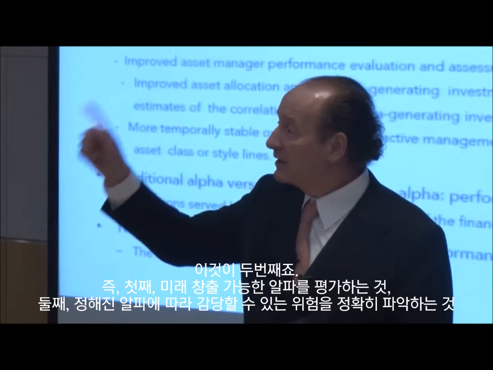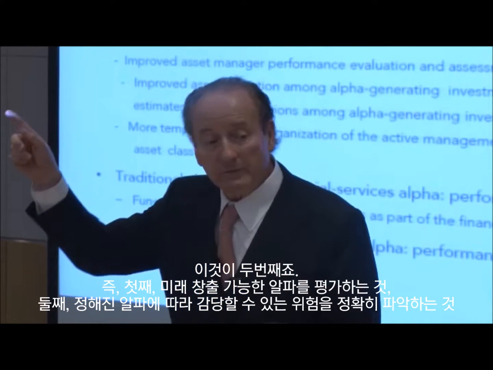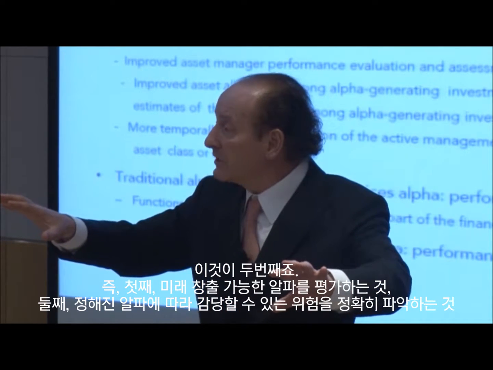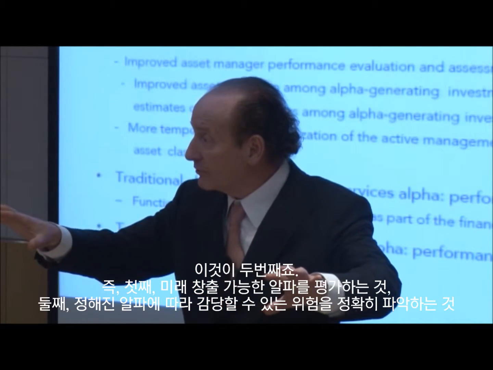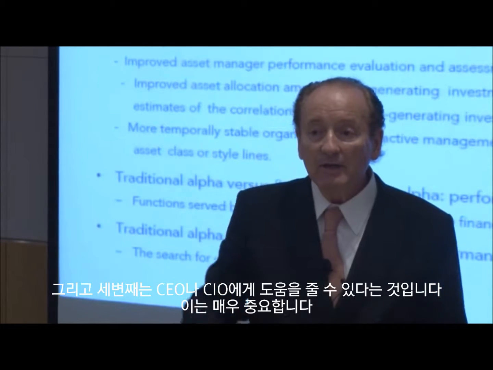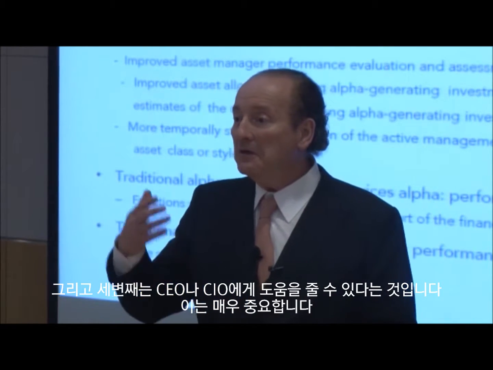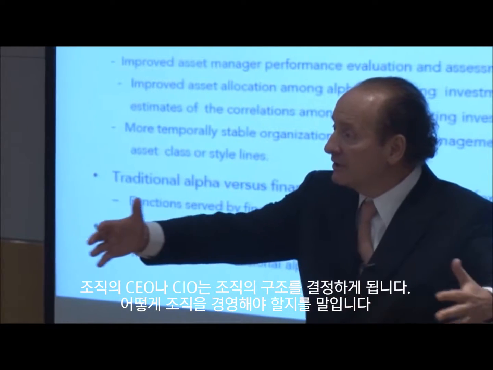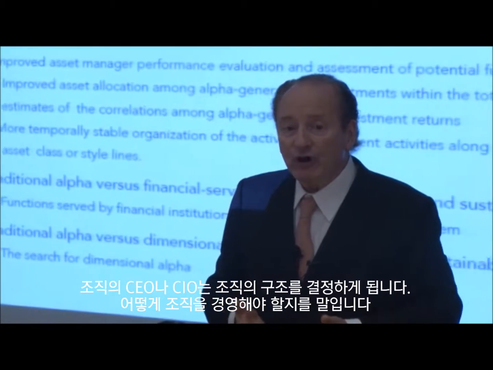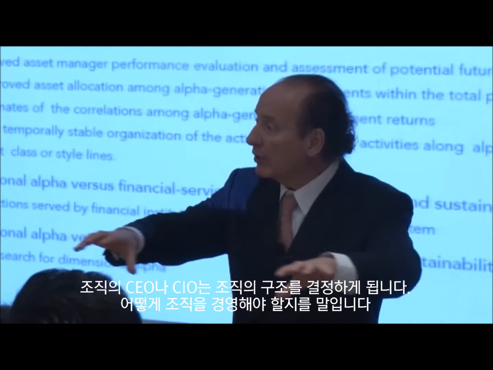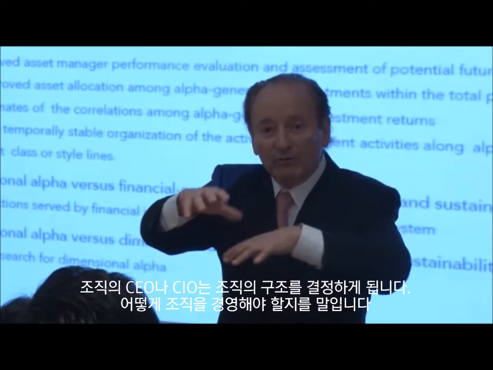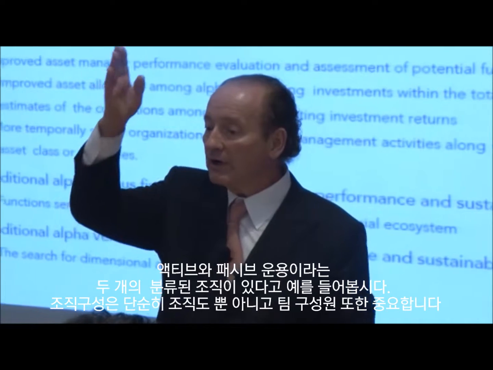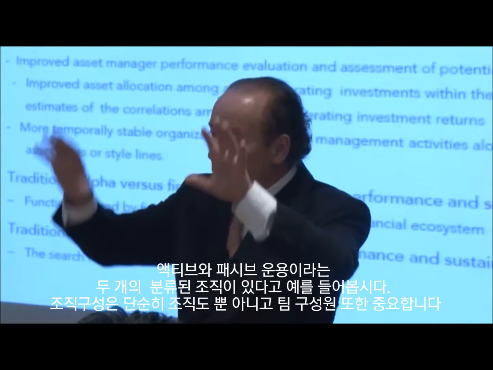So that's the second. So first, testing the likelihood of alpha in the future. Second, if you've accepted alpha, the risks among them in order to scale the amount you hold correctly. And third, this is for the CEO and the CIO. Very important. The CEO, CIO in an organization determines the structure of how you organize what's done, how you manage what you do. You have, for example, some will be organized between active and passive, two categories.